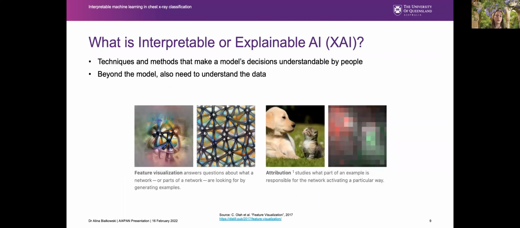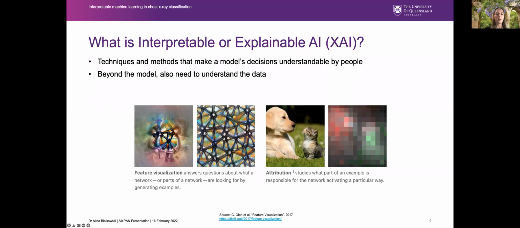So in terms of explainable AI, typically shortened to XAI, or interpretable machine learning, what that means is techniques and methods that make a model's decisions understandable by people. So on the bottom here, we have two examples of what I mean by allowing people to understand a neural network model. Here we have something called feature visualization, and that looks at understanding what features a neural network is looking for. So here we can see some kind of pattern or texture.